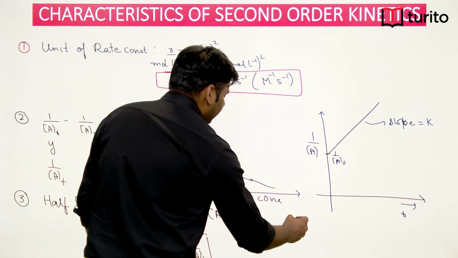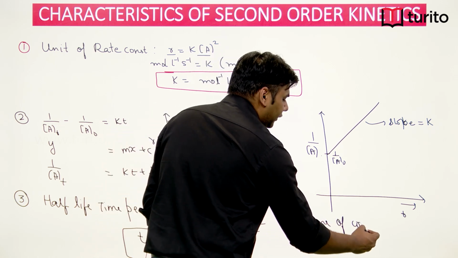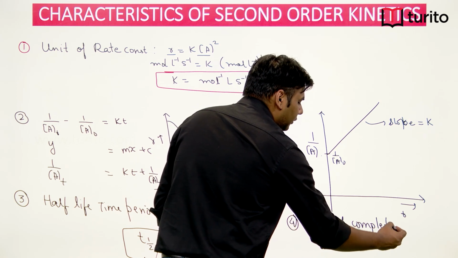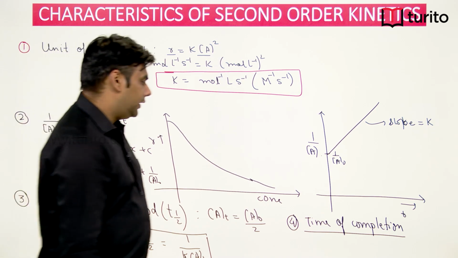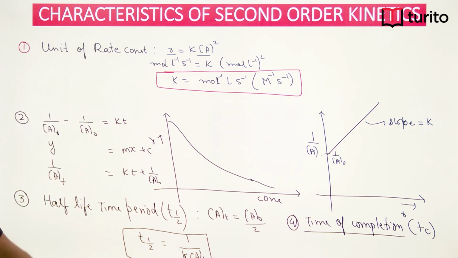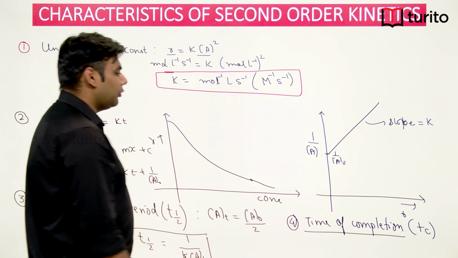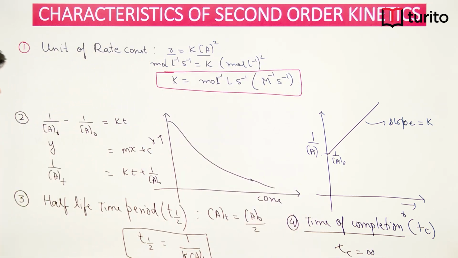And if we consider time of completion, we have said that a first order reaction cannot go to completion as it requires time equals infinity. But if we look for time of completion for a second order reaction, when a reaction is complete, the value of At becomes 0. So 1 by At becomes 1 by 0, which is infinity. So again, time of completion over here is infinity. I hope these are clear to you.